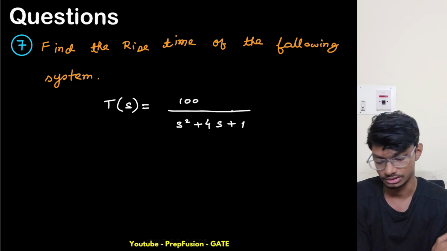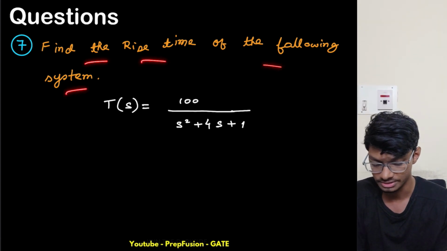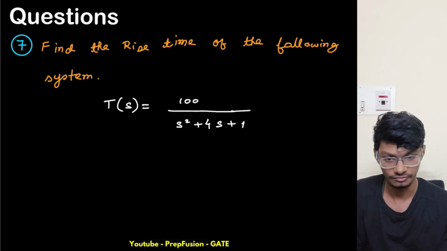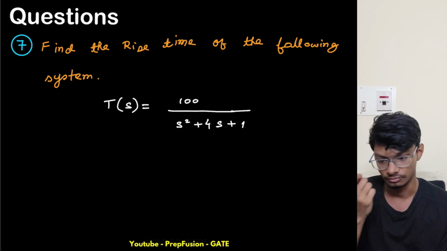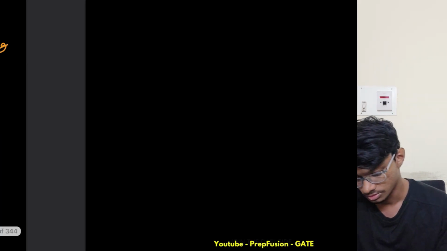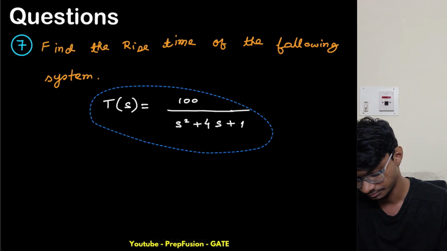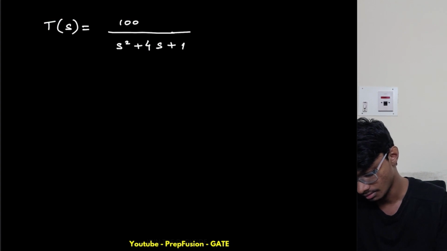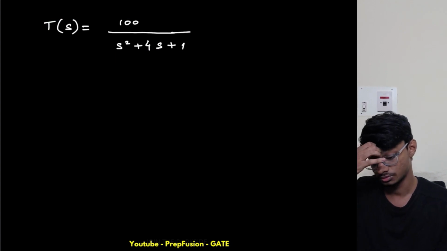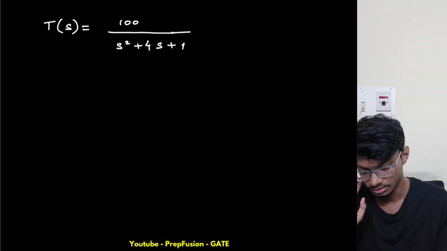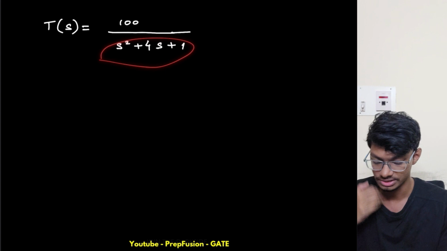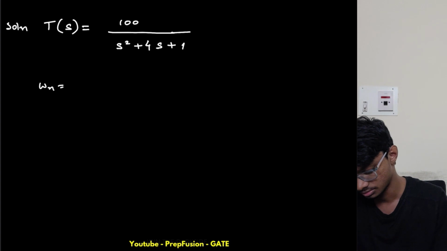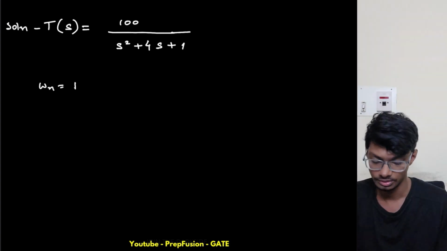So yeah, now let's do a question. We have to find the rise time of the following system. The system is given like this, and we just have to find the rise time. So how will we find it? Simply find the zeta and omega n, and from there we can find theta and omega d also. So let me take the transfer function. This is a standard form only. So what is my omega n? My omega n equals 1 only.